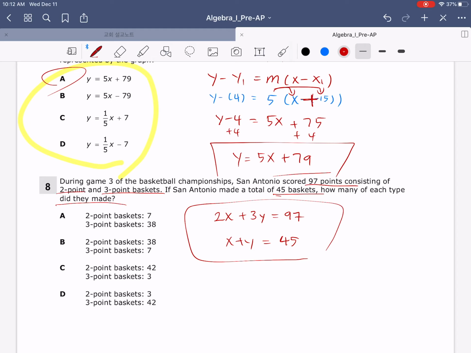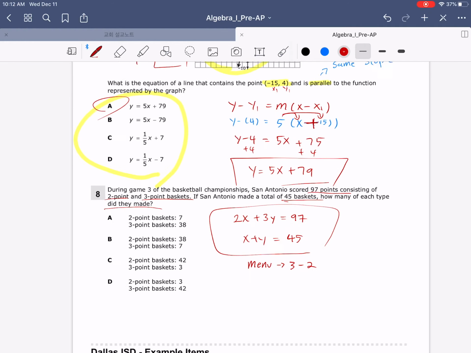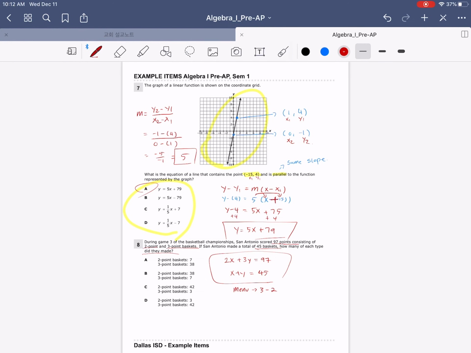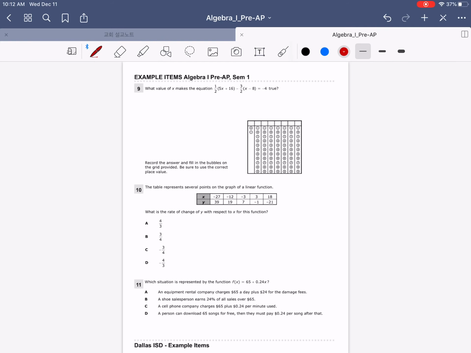After this, you have to press menu, 3, 2. Plug this in, and you will find the answer for x and y. Since I do not have a calculator with me right now, I cannot really do it. There's a way you can do it by hand, which I do not want to show you here. So I will just tell you the answer later. Just do it by yourself, okay? You should get some x, y like that. This is going to be the 2-point shot, and that's going to be the 3-point shot. Yeah, it's easy like that.